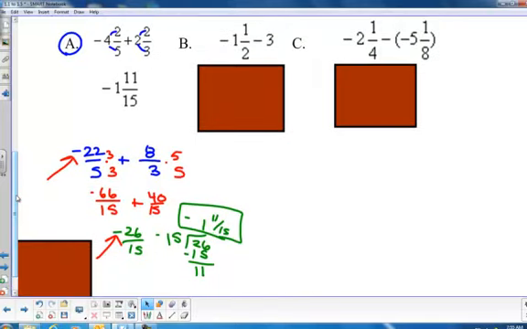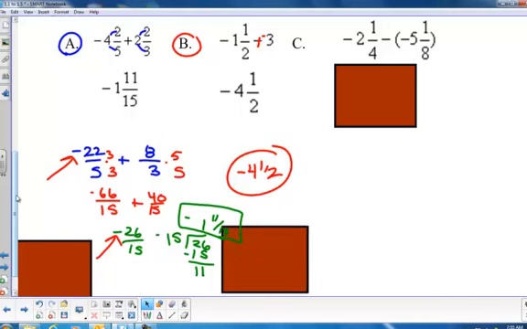Okay, problem B. And again, you should be able to do these without a calculator. So go ahead and hit pause and try that. All right, I would make that plus a negative. So we have a negative 1.5 plus negative 3, and that's just negative 4.5. You don't have to make any common denominator. You just put the negatives together, and it's a bigger negative. And the last one, go ahead and hit pause and try it.